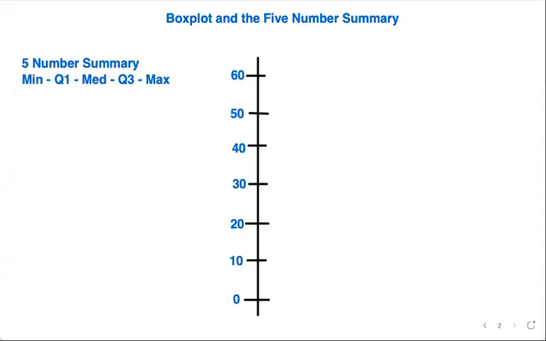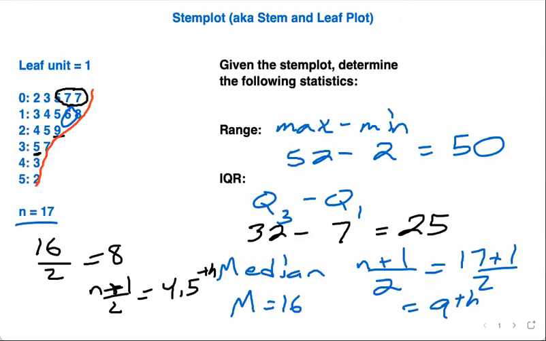With the box plot and the 5-number summary, they go together. Now, in a previous video, I did a stem and leaf plot, and I actually had the 5-number summary in there, which consists of the minimum, the first quartile, the median, the third quartile, and the maximum. And it's right here for reference.